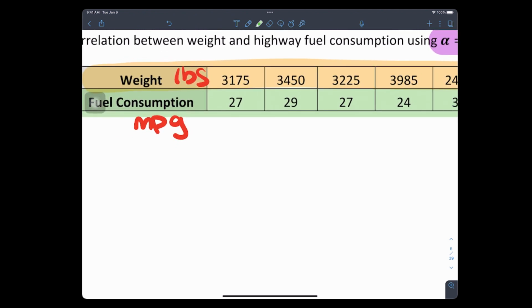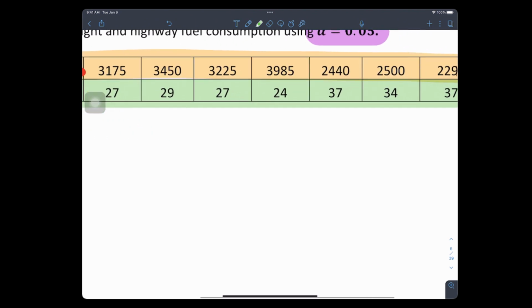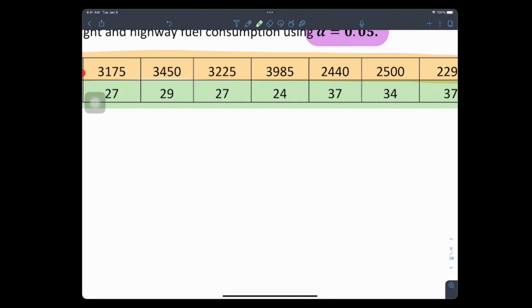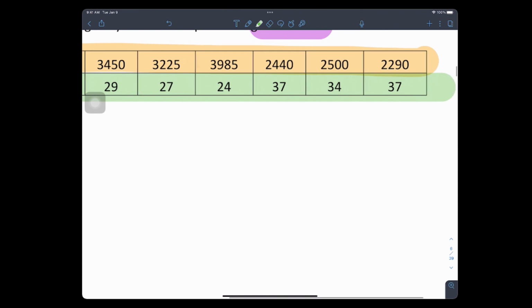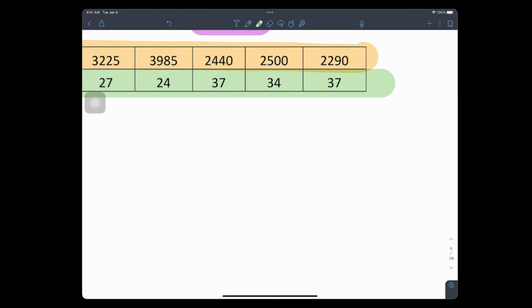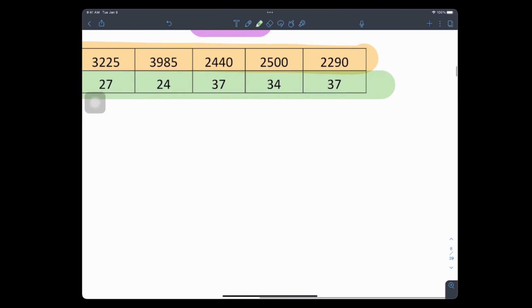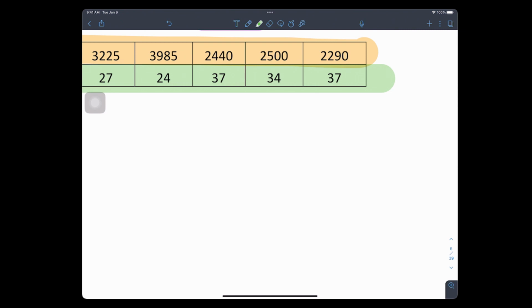So here's what that means. When a car weighs 3,175 pounds, what's the fuel consumption? 27 miles per gallon. When the car weighs 3,450 pounds, 29 miles per gallon. If it weighs 3,225 pounds, 27 miles per gallon. 3,985 pounds, 24 miles per gallon. When it weighs 2,440 pounds, the fuel consumption is 37. When it weighs 2,500 pounds, it is 34. And finally, when it's 2,290 pounds, fuel consumption is 37 miles per gallon. So they want to know, is there a linear relationship between the two?